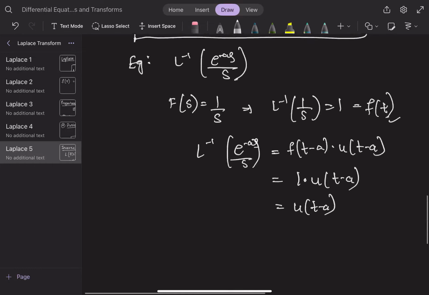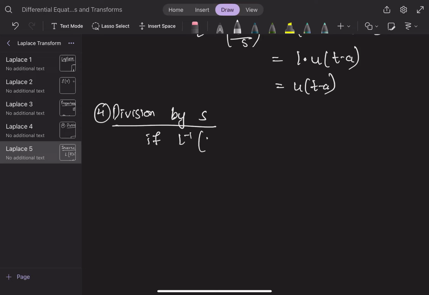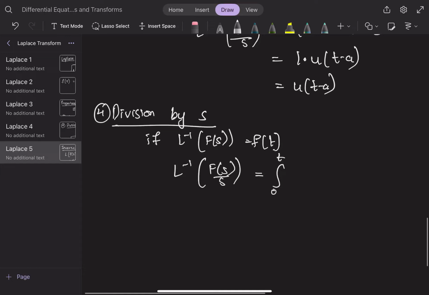Your next property is division by s. So if Laplace inverse of F(s) is equal to f(t), then Laplace inverse of F(s) divided by s is integral 0 to t f(t) dt.